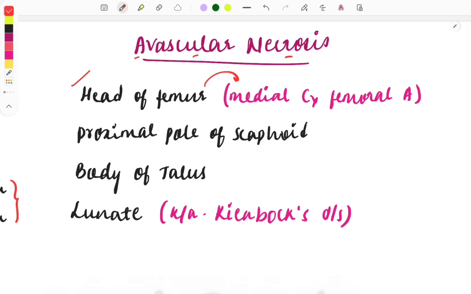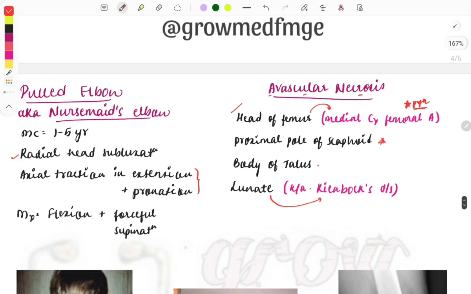Then the proximal pole of the scaphoid also causes avascular necrosis, as do the body of the talus and the lunate. So this is called Kienbock disease, and this was a PYQ asked: avascular necrosis of the head of the femur is due to involvement of which of the arteries.